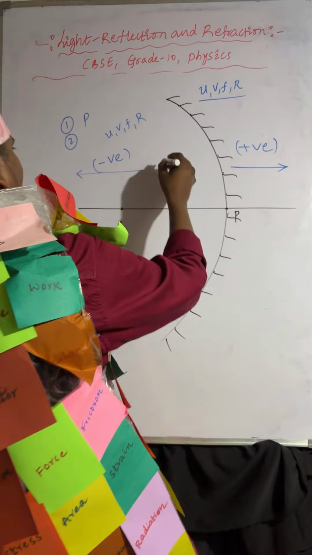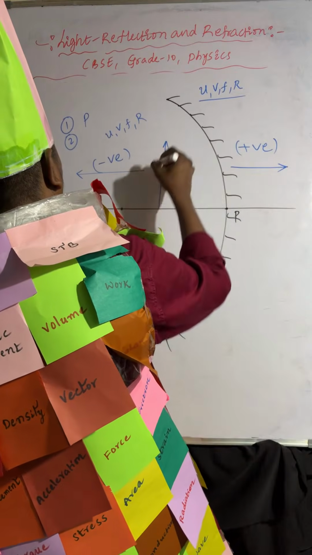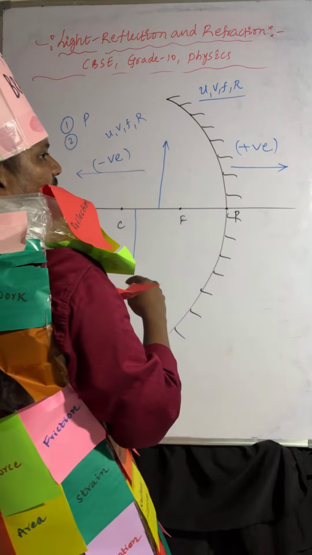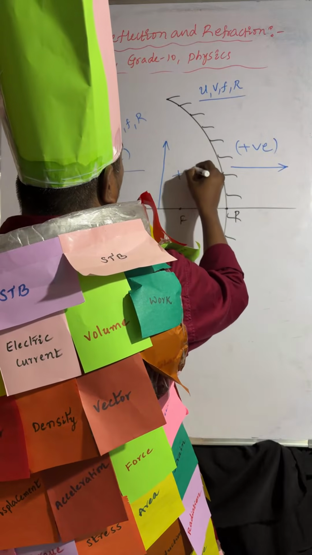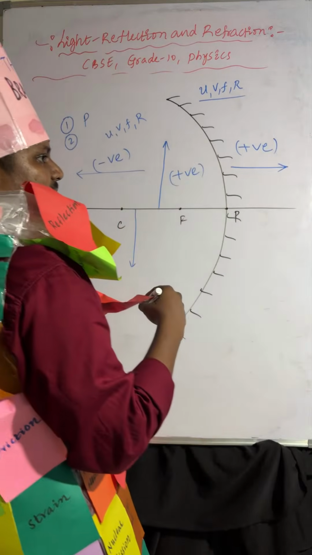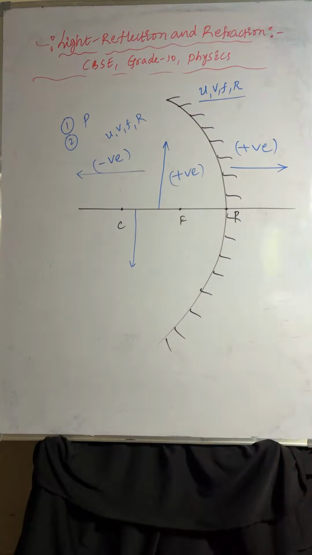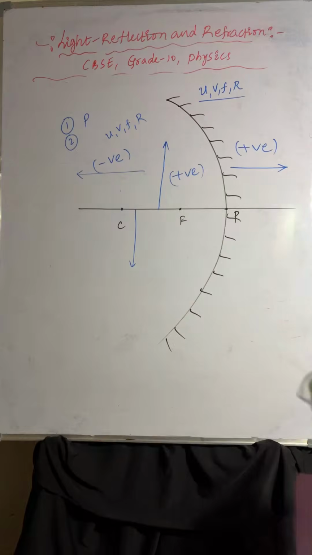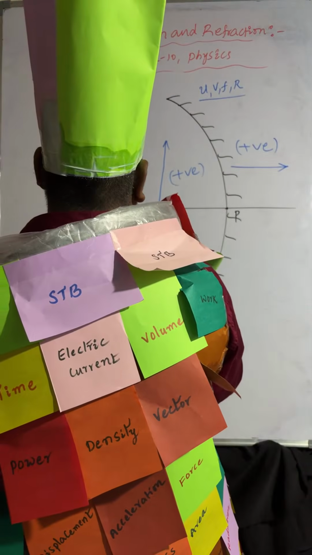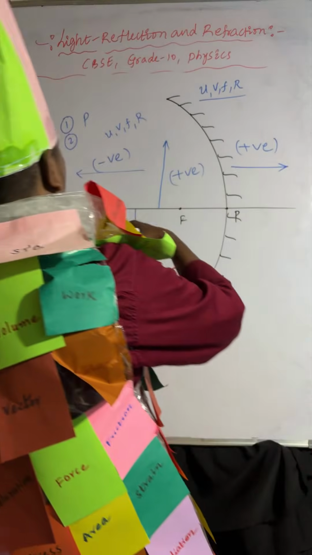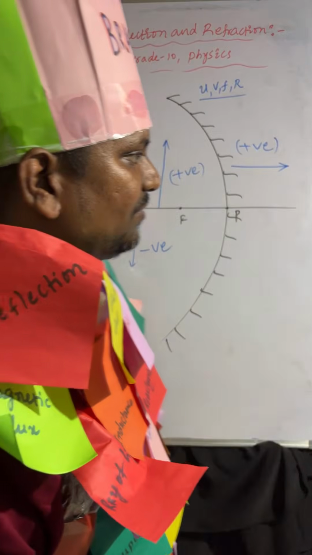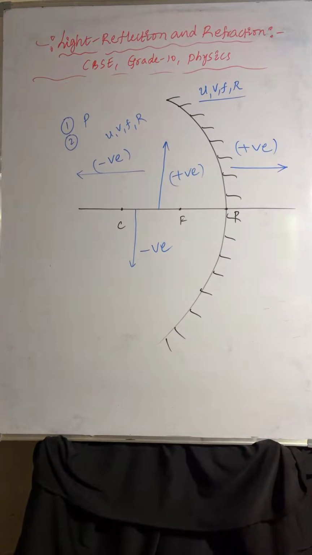Above the principal axis, the height of the image and height of the object, like measurements or distances above the principal axis, are positive, and below the principal axis, the height of the image and height of the object are negative. Anyway, the object will always be placed above the principal axis. Only the image will form below the principal axis, right?